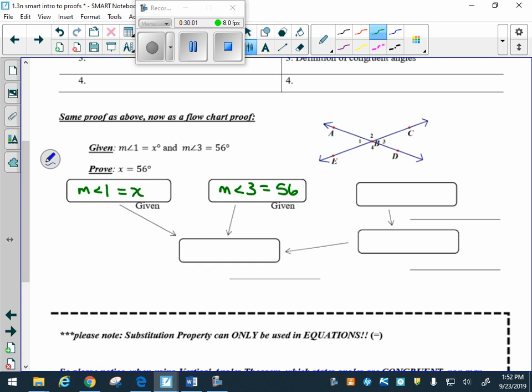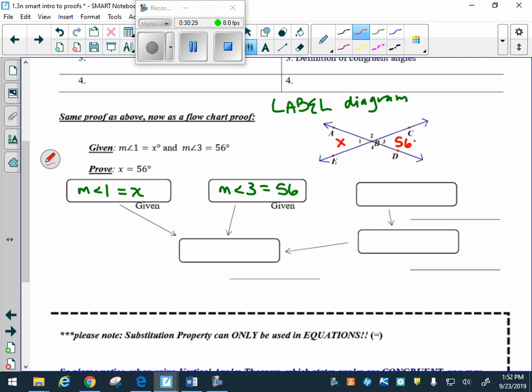Now we listed our givens. What we want to do is label the diagram. Don't forget that this is something I've been stressing from the beginning. Take your given information and write it in the diagram. When you do that, you can visually see the relationship. What kind of angles are these two angles? Vertical. Okay, so clearly we're going to be making a statement about these as vertical angles.